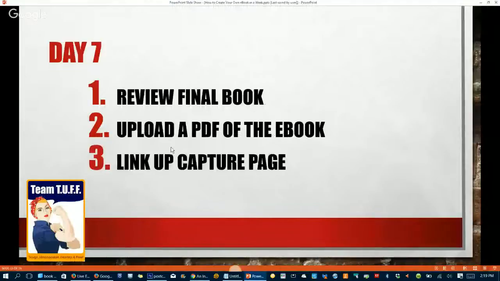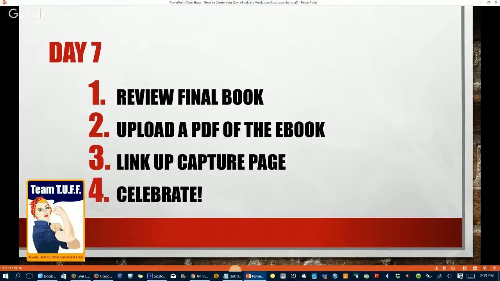All right. Now you're going to link everything up. So once you've got it uploaded, assuming it's a freemium, upload that to your Google Drive. Now you're going to go back to your capture page and you're going to link that up so that when they enter in their email, it downloads that book for them, or it takes them to a page that has a video that talks about the book and asks them to check their email box for a copy of the book.